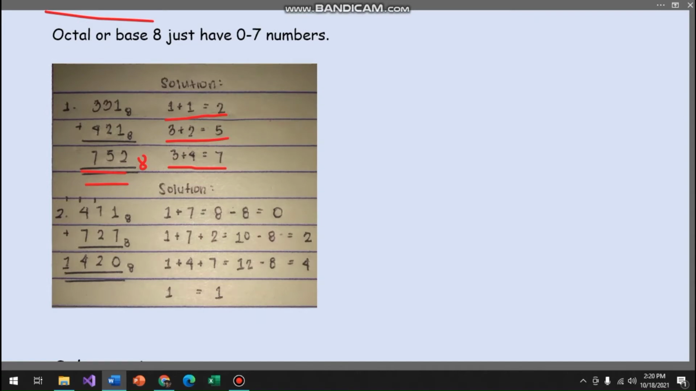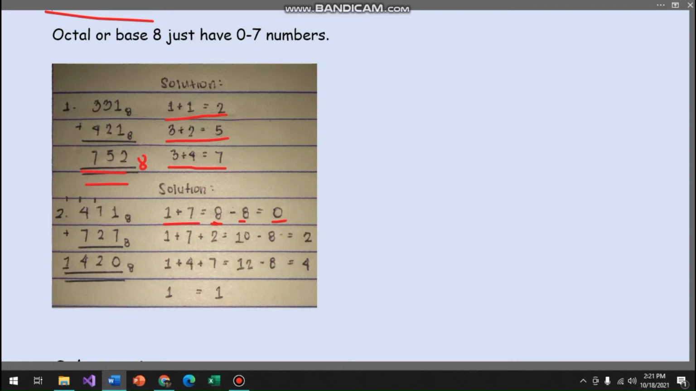In the second example, we have 471 base 8 plus 727 base 8. We will add this. 1 plus 7 is equal to 8, and that exceeds the octal number system. We will just subtract 8, the total number of the octal number system, from the sum, and it is 0. And the 7 has a carry 1 because of subtracting.